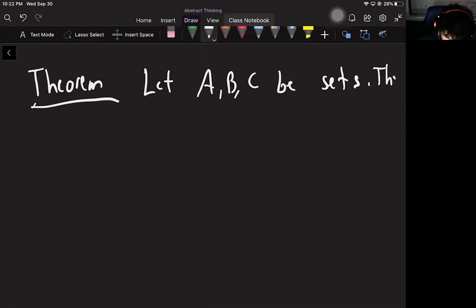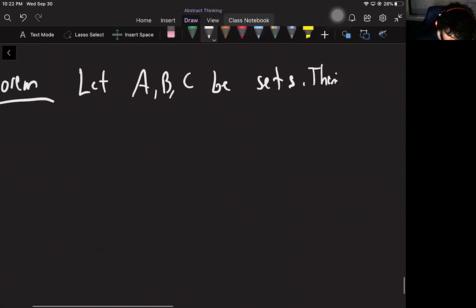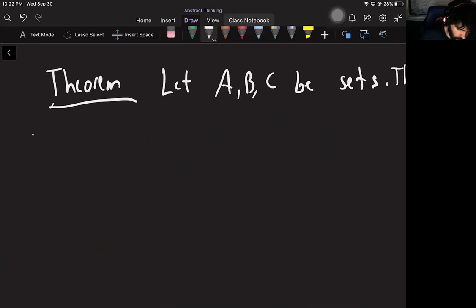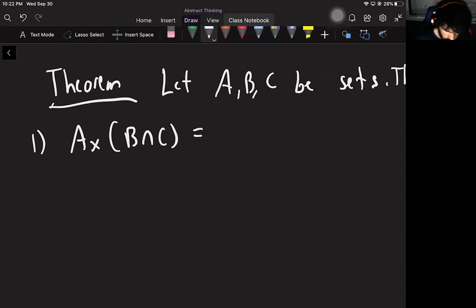Okay, so let A, B, and C be 3 sets. Then a whole bunch of stuff is true. I'm just going to write down a whole bunch of cool facts that tell us how the product of sets interacts with intersections and unions. So the first question is, how does it work with intersection? Does it distribute?